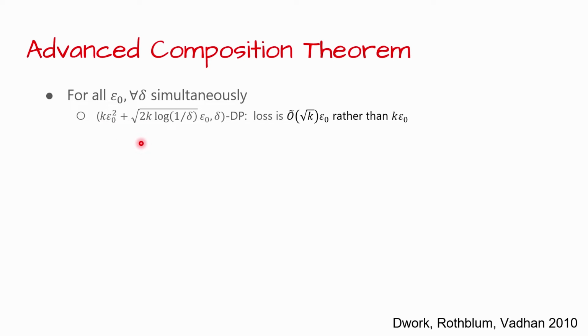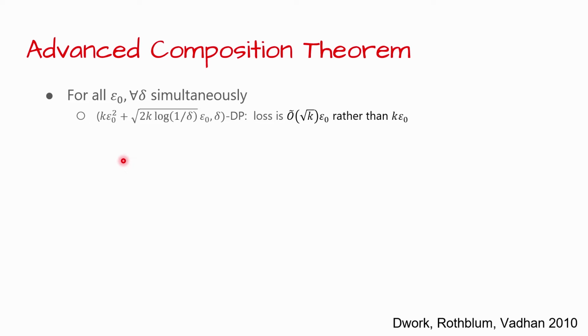We have two parameters, epsilon naught and delta. And the reason I'm calling it epsilon naught is because I want to look at the composition of many algorithms, each of which is epsilon naught delta differentially private, and I want to see what is the epsilon we get as a result, operating on things that have a base level of epsilon naught. Okay? So what this says is this should be for all delta greater than 0 simultaneously.